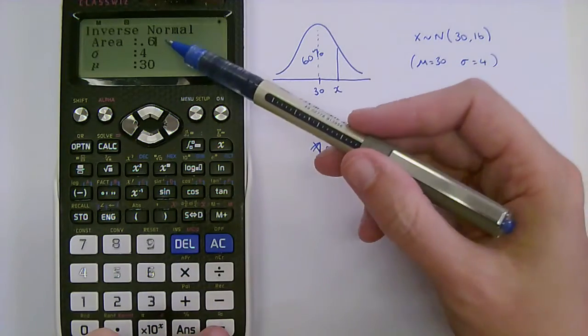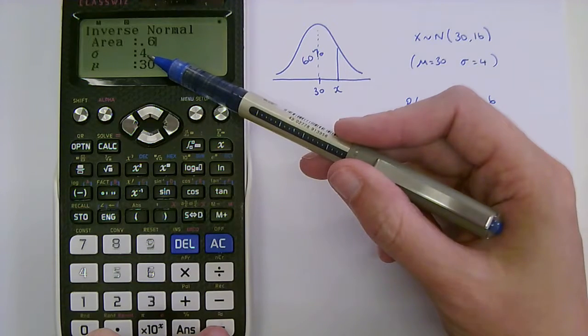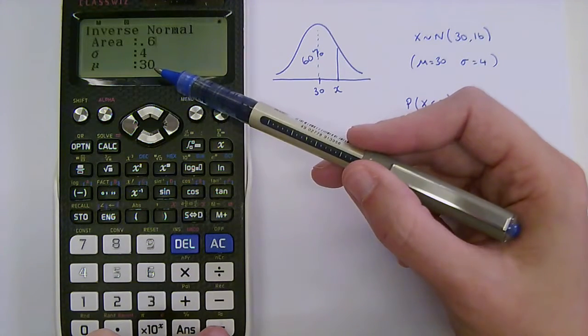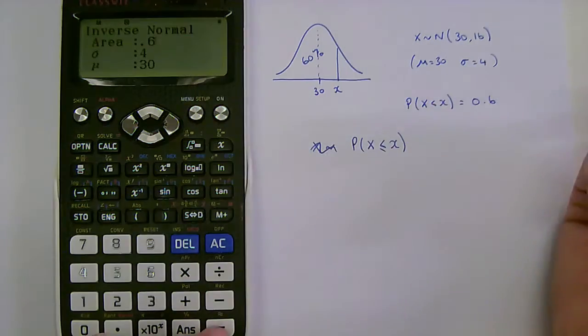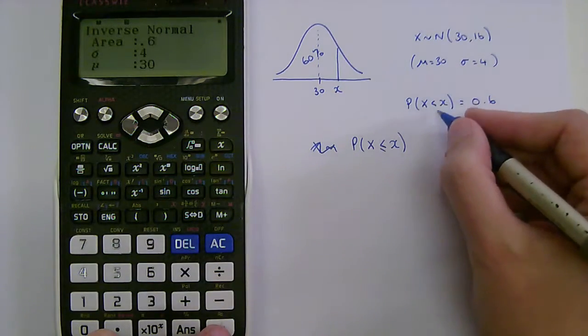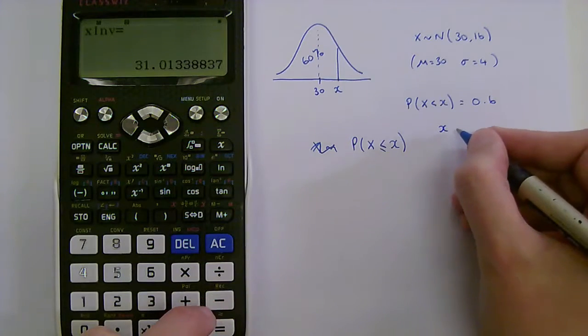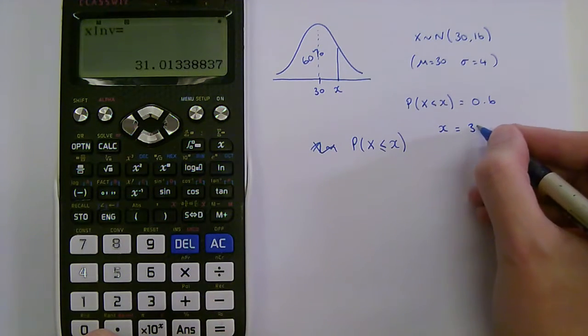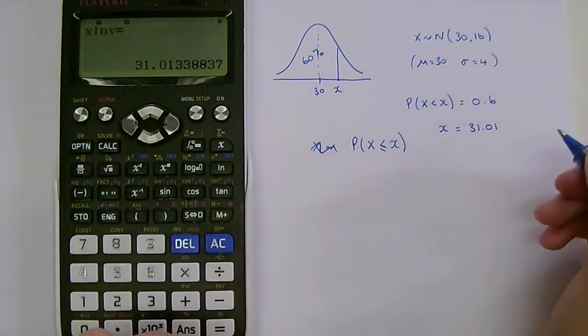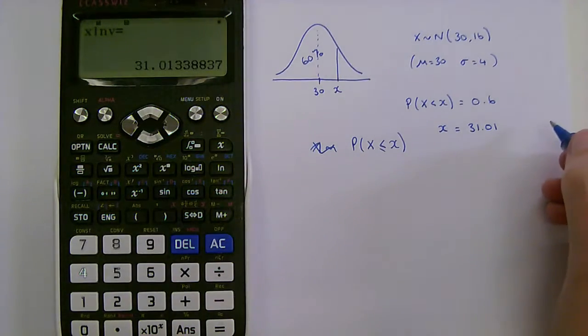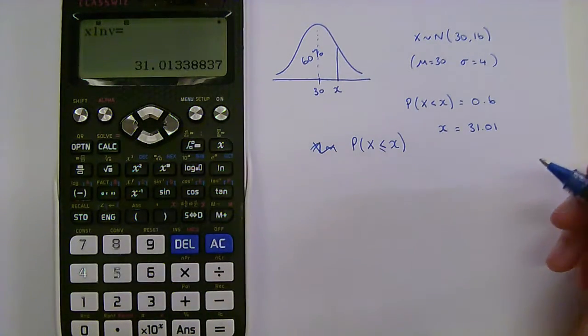So area is 60%. We've still got the sigma as 4 and the mu as 30 from before, and this will tell me the value of x. So it's telling me that x must have been 31.01, or 31.0 to 3 significant figures. So that's how we would answer that type of question.